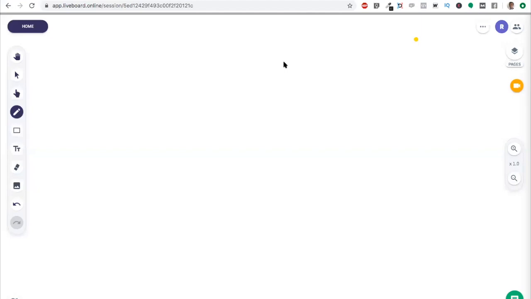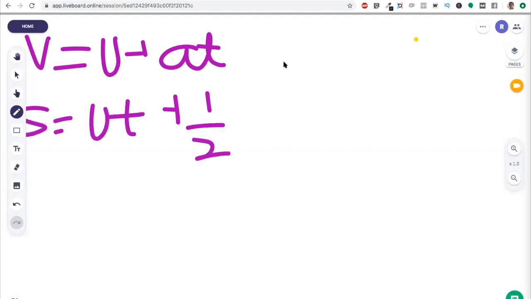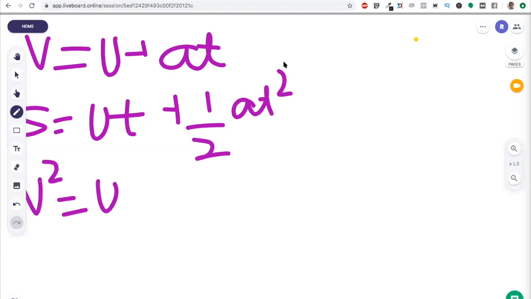So what are the equations of motion? v is equal to u plus at. That's the first equation of motion. s equal to ut plus half at square. That's the second equation of motion. And v square equal to u square plus 2as. So we will look at how to derive these equations.